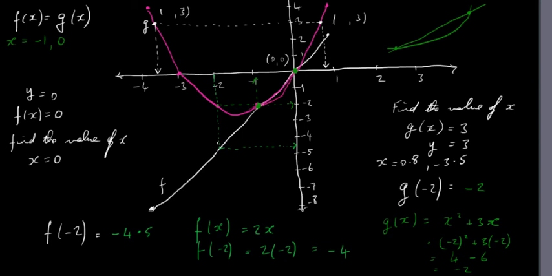Okay, so I think we'll leave it at that for the moment for this one, and that's it on intersecting graphs, drawing a linear and a quadratic graph on the same axis and answering various questions around it.